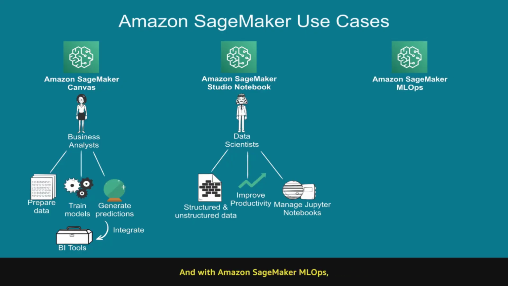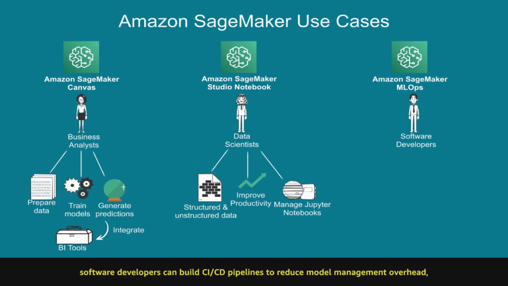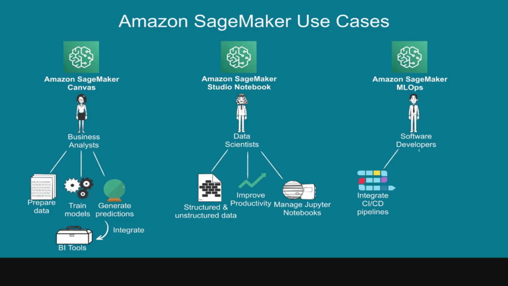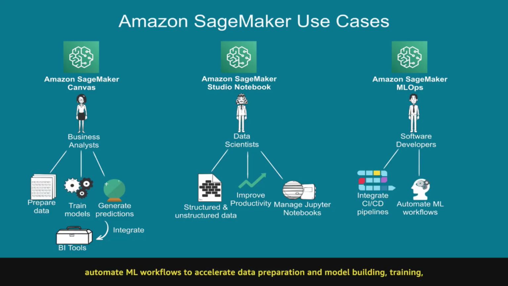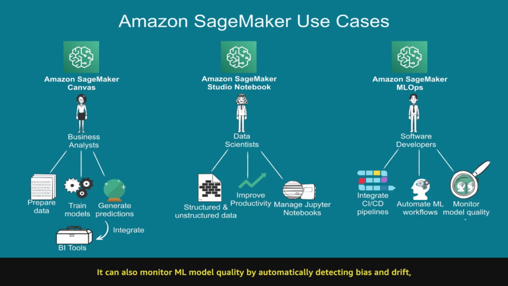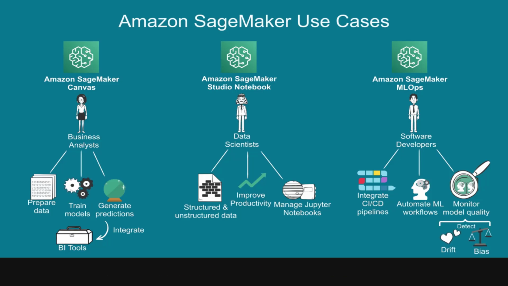And with Amazon SageMaker MLOps, software developers can build CI/CD pipelines to reduce model management overhead, automate ML workflows to accelerate data preparation and model building, training, and experiments. They can also monitor ML model quality by automatically detecting bias and drift, and automatically track code, datasets, and artifacts at each step of the ML lifecycle.